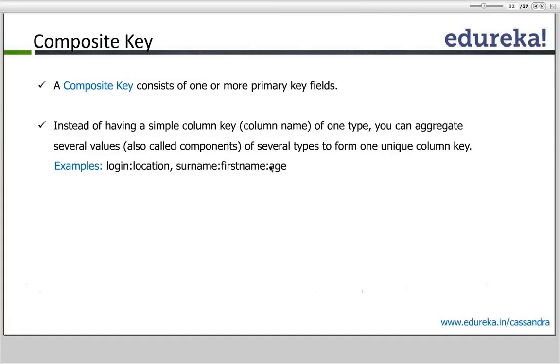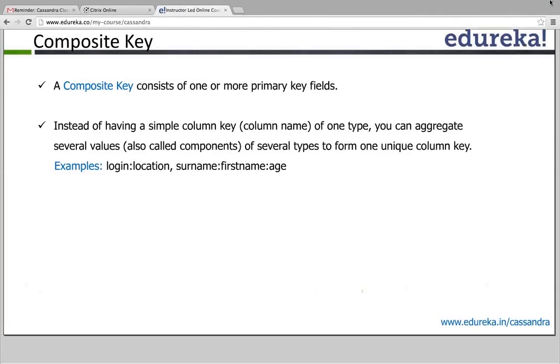The default one generally supported is using a colon. Colon is something you can use, as in this example. If you see login, location, surname, first name, and age. So you can combine multiple keys together and create a composite key for writing data or reading data from Cassandra in your table. Okay.